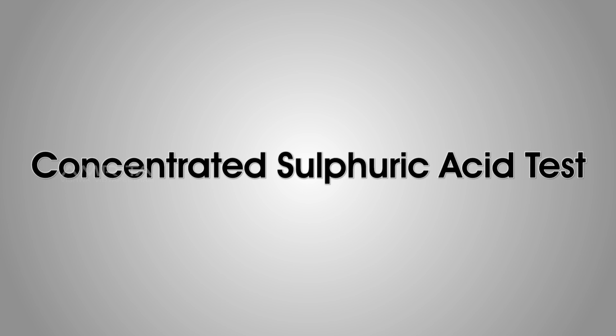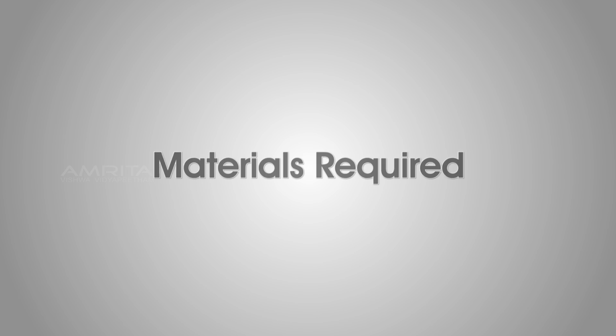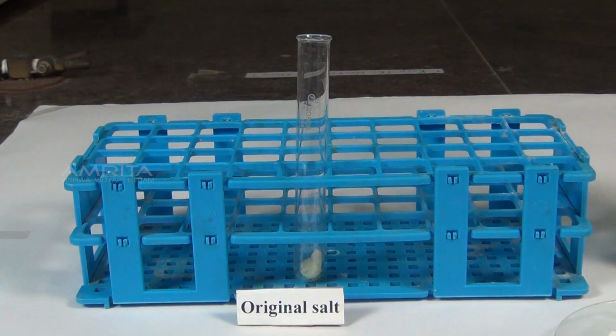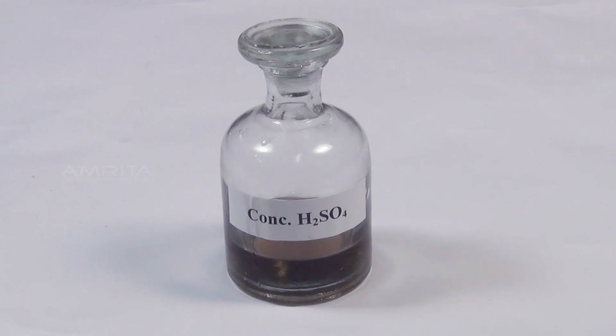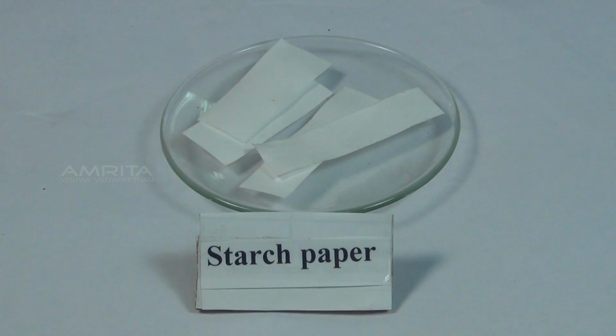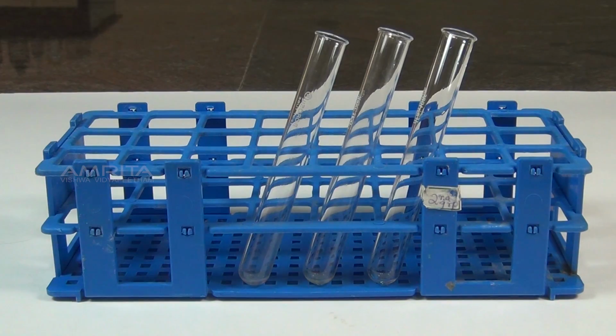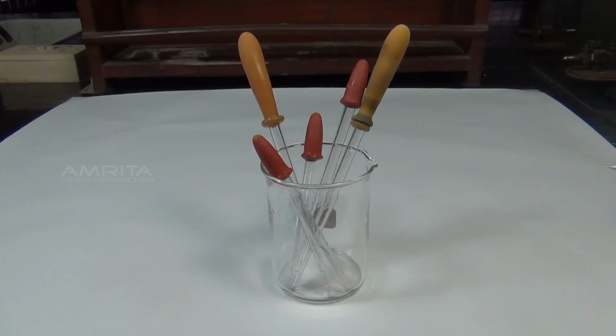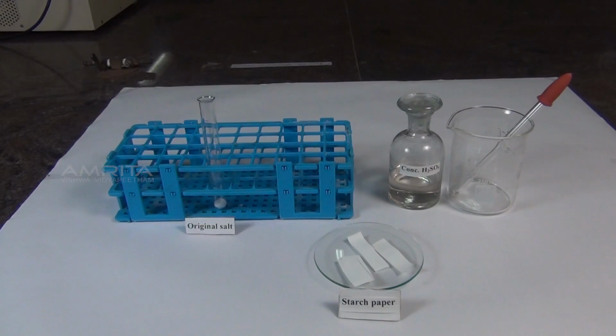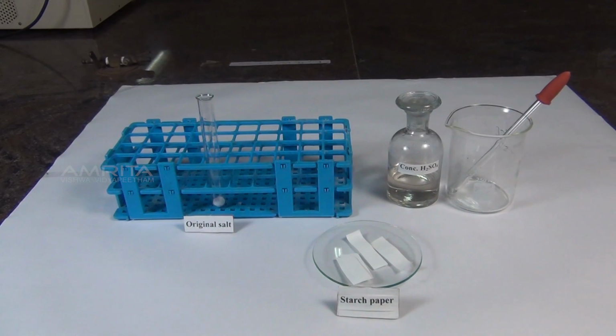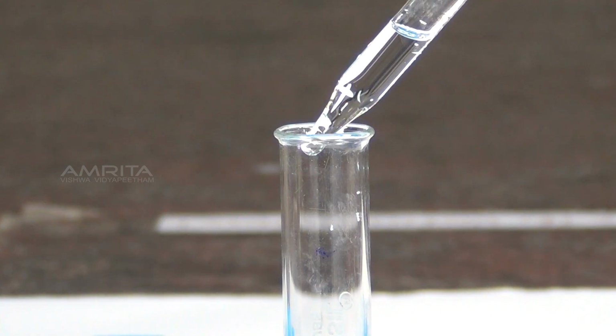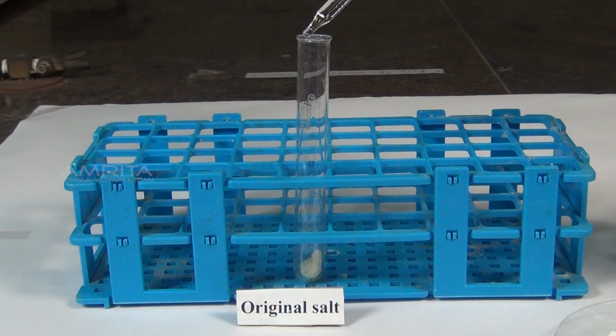Concentrated sulfuric acid test. Materials required: original salt, concentrated sulfuric acid, starch paper, test tube, and a dropper. Procedure: take a small amount of the salt in a test tube. To this, add a small volume of concentrated sulfuric acid using a dropper.